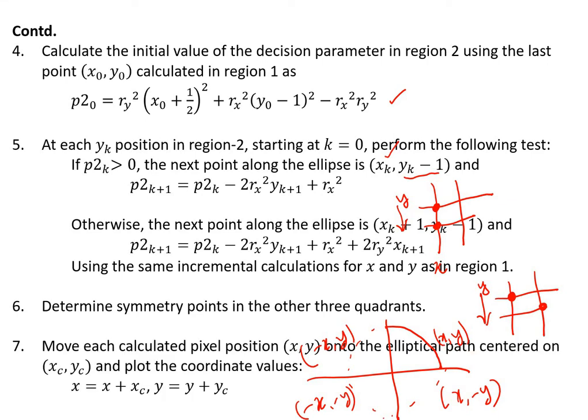So move each calculated pixel position onto the elliptical path centered on xc, yc and plot the coordinate values: x equals x plus xc, y equals y plus yc. Then we will repeat the steps for region 2 until y is less than or equal to 0.